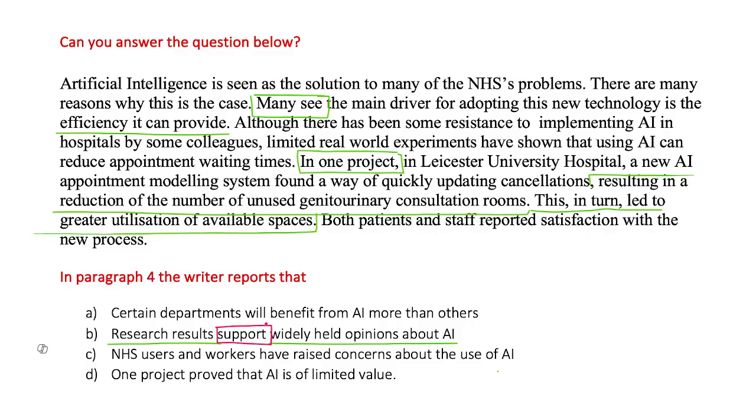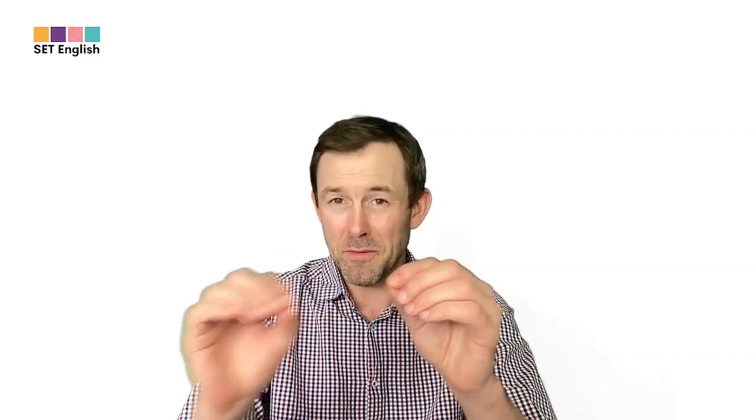Do the research results support the widely held opinions? Well, I think we can argue, can't we, that this is efficiency. The results show that AI can be efficient. And that was the widely held opinion. The widely held opinion was that AI can be efficient. This new technology is artificial intelligence. Now, I think that that's a classic example of how reading part C works. Okay? Some of the information's in one part of the paragraph, some of the information's in another part of the paragraph. That's how it works.